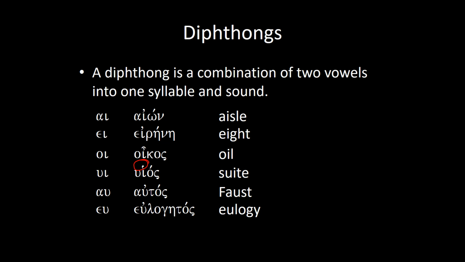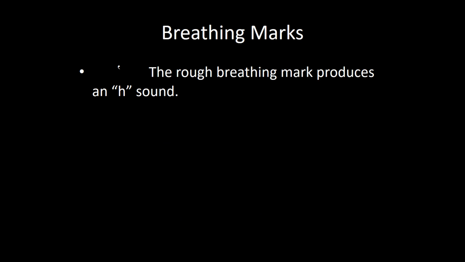So these are diphthongs. What is a diphthong? A diphthong is two letters, two vowels combining to make one sound. One more: ouranos, omicron upsilon, makes the oo sound. This word, ouranos, is the word for heaven. The ou as in soup. Diphthongs. As promised, let's talk about some breathing marks.